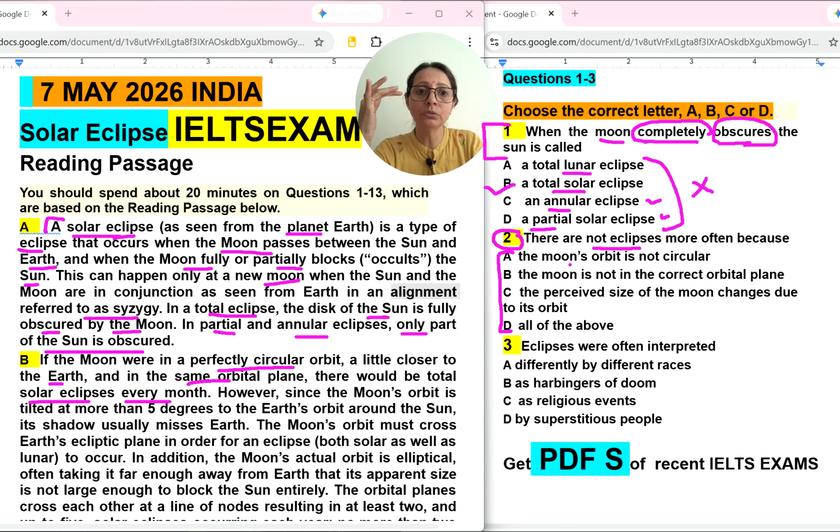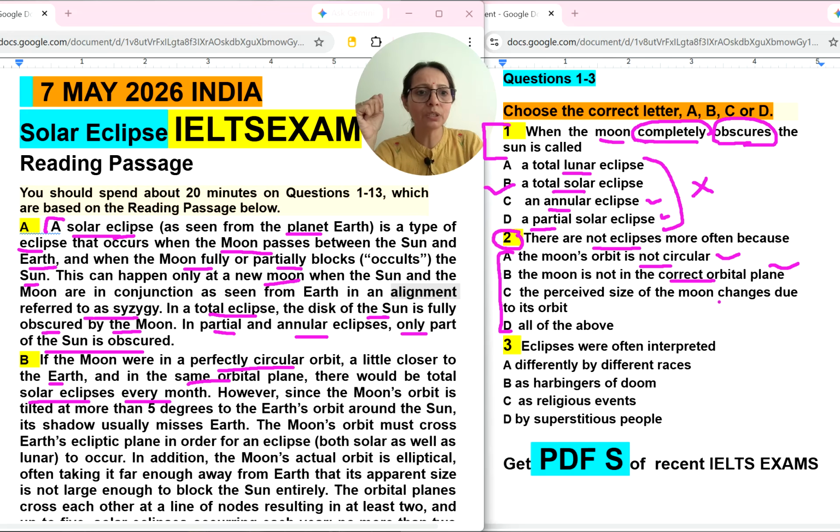Let's read it. The moon's orbit is not circular, that is true. Here it is given, if the moon were in a perfectly circular orbit, it means they are talking about a conditional, but here it is given the moon's orbit is not circular, that is correct. The moon is not in the correct orbital plane, a little closer to the Earth and in the same orbital plane, but here it is given the moon is not in the correct orbit, this is also correct. So here an indirect thing is given, and they have given correct things here in the options.